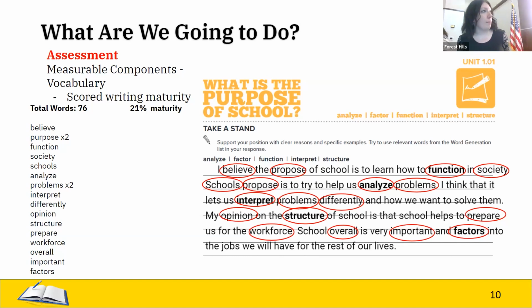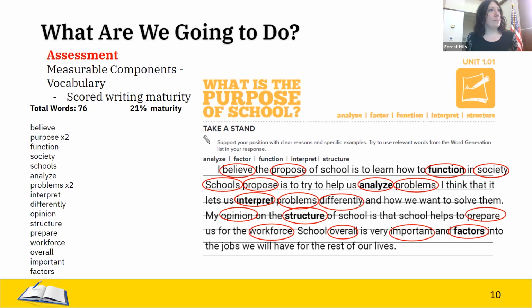So you can see this sample. We went through and circled all of the words that had 7 or more letters. We had a total of 76 words in this student sampling. We listed all the words that they used and found that this specific sample had a 21% maturity.